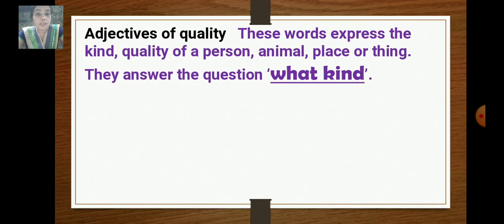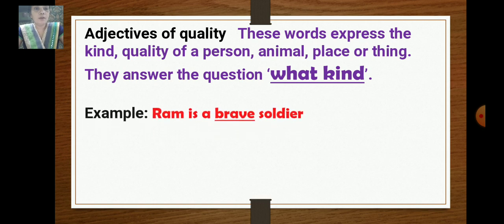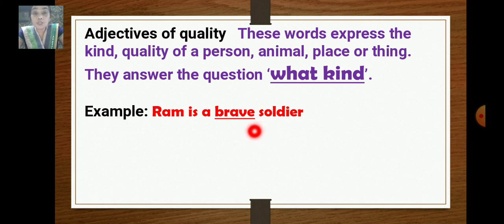Adjectives of quality. So these words express the kind, quality of a person or an animal or a place or a thing. So they answer the question what kind. So Ram is a brave soldier. So what kind of soldier? Brave soldier. So this is the adjective of quality. So the word brave is the adjective of quality.